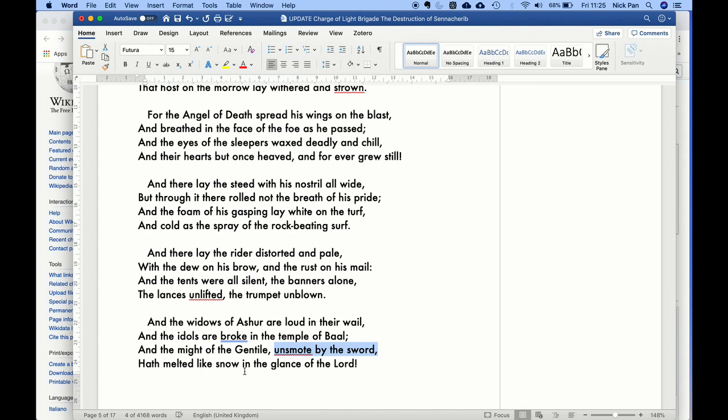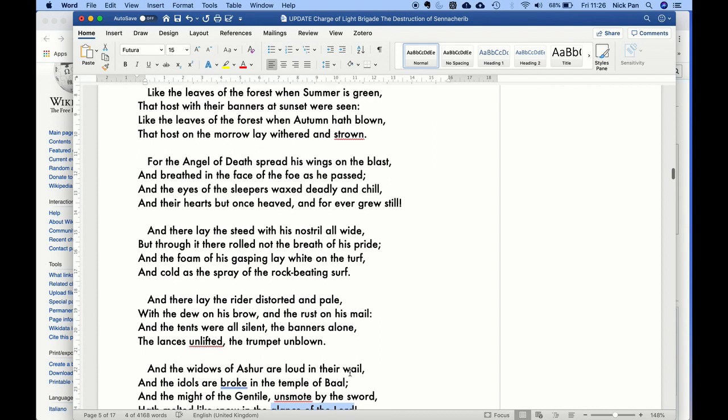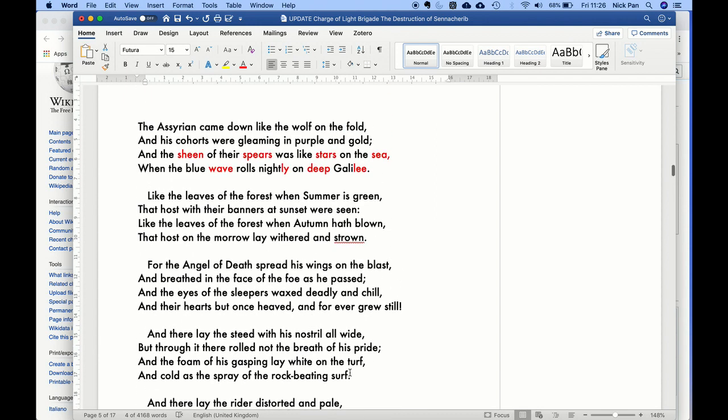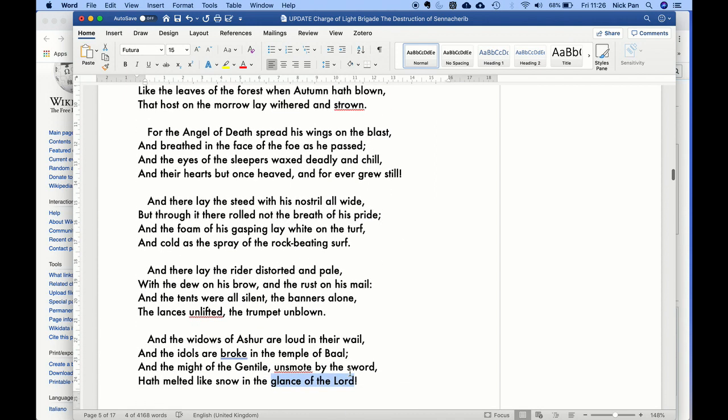So they've become reduced like the fragility of a snowflake. They've melted like that. So that's a very nice simile there. Overall, I'm not going to go for a full analysis here, but hopefully that's helpful to you.